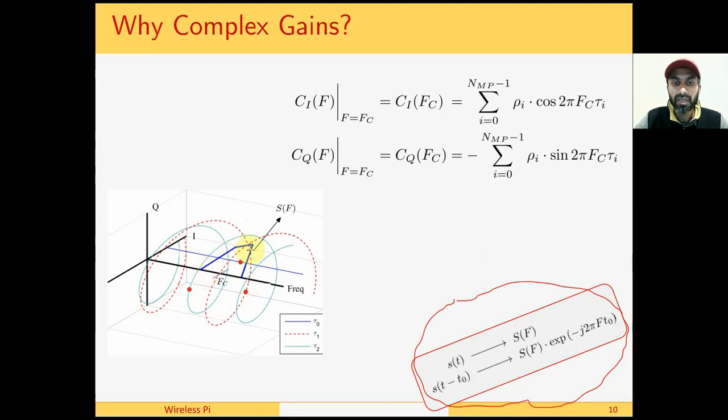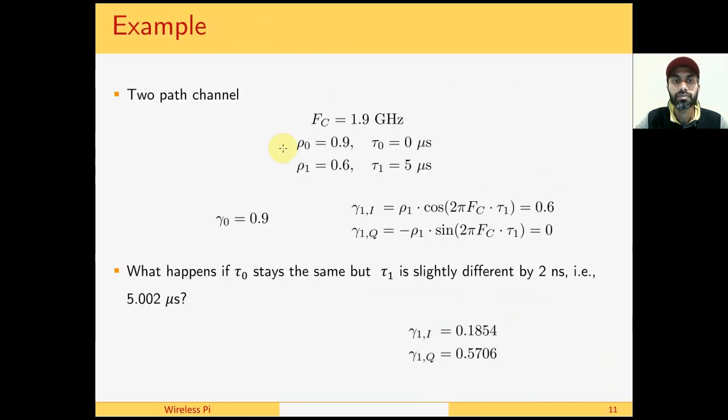Clearly, at the bandwidth of the channel, they have both I and Q components. The I component is given by summation rho i cos 2 pi fc tau i, and the Q component is given by minus summation rho i sin 2 pi fc tau i, where fc is the carrier frequency. Further derivations of this result can be found in any wireless communications text. Let us take an example to see why these path lengths hold such an importance. Suppose that the carrier frequency is 1.9 GHz and there are only two paths, direct path with an amplitude of 0.9, reflected path with an amplitude of 0.6, and the delays are 0 and 5 microsecond.